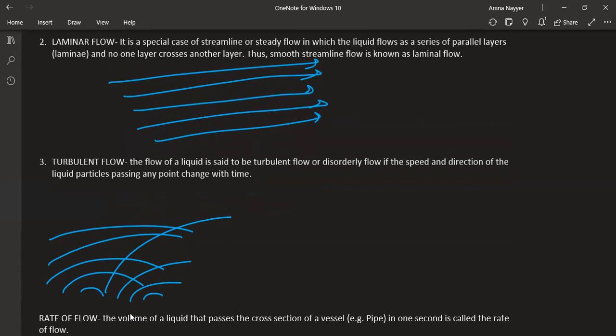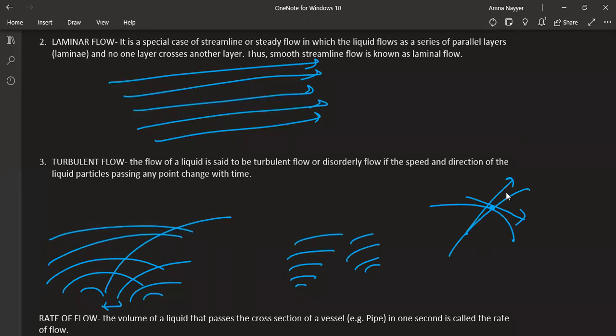Now see, there has to be a particular space between these two lines. The reason is that if at this point two lines are crossing each other, what will happen? Direction is given by tangent. Here also direction will be given by tangent. So velocity will have two directions. That's why we usually do not intersect them. So when disorderly flow is there, velocity keeps on changing. It means turbulent flow.